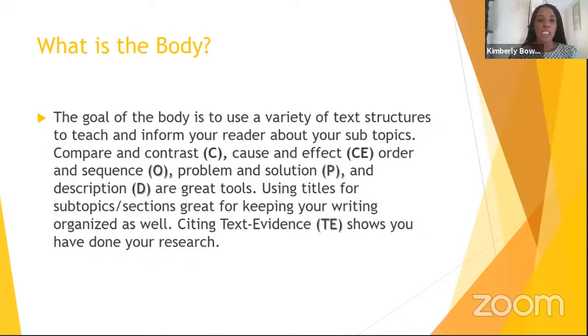your subtopics. So the different text structures are compare and contrast, when you're comparing two things, the similarities and the differences. Cause and effect, when you're presenting a cause and showing what happens as a result of that cause. Order and sequence, which is basically following steps from the beginning to the end in a particular manner, which is the sequence. And then problem and solution is when you're presenting a problem and showing a solution.